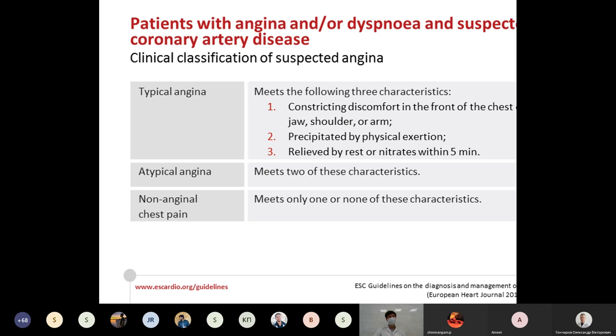Atypical angina should be determined when two or fewer criteria of typical angina are present. Non-anginal chest pain and discomfort require meeting only one or none of these characteristics. That's why you have to have the specific checklist to verify whether typical angina is present and what diagnosis should be considered and required for further examination.